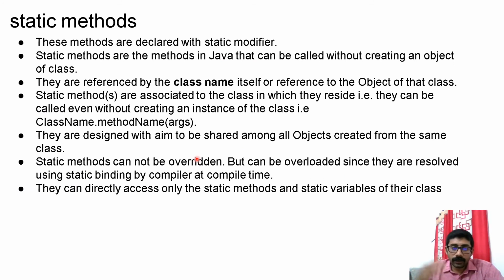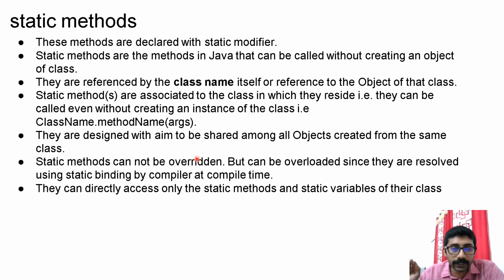Static methods, we already discussed them. These methods are declared with the static modifier. The static methods are methods in Java that can be called without creating an object. They are referenced by the class name itself, or by a reference to an object of that class. I suggest you use the class name instead of the object name, because static methods are part of the class. They are not part of any particular object.